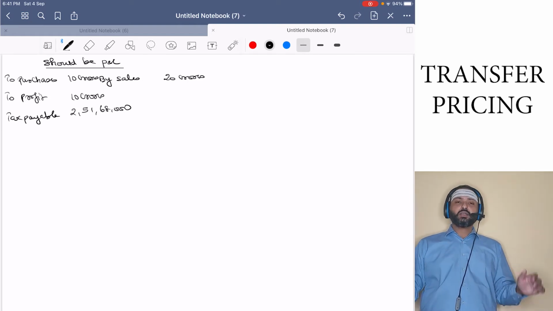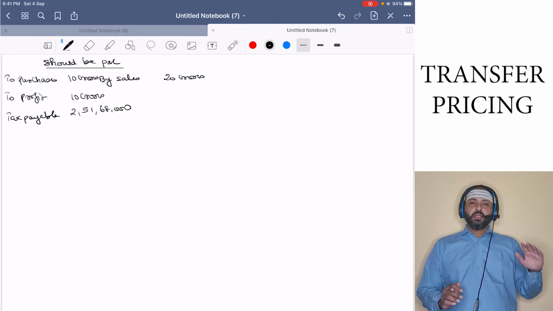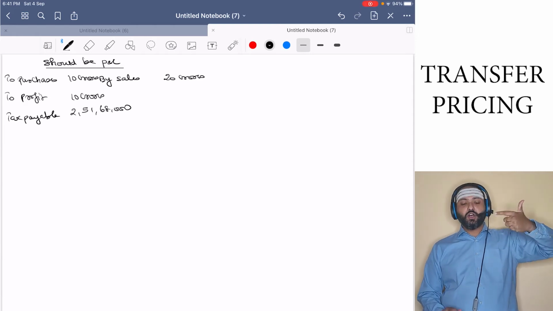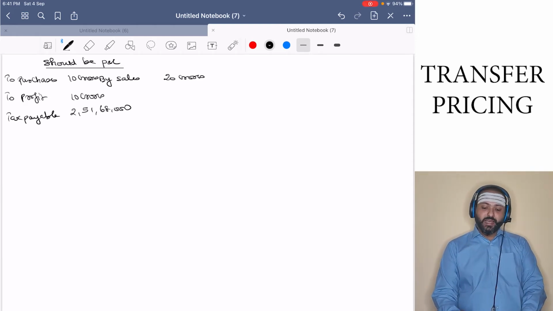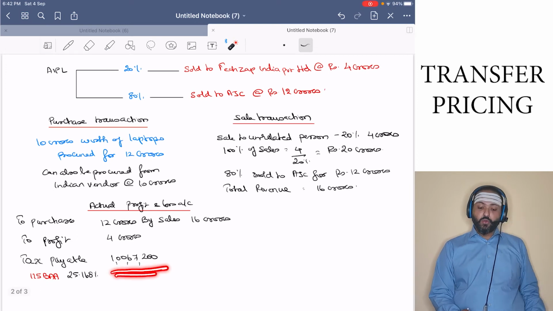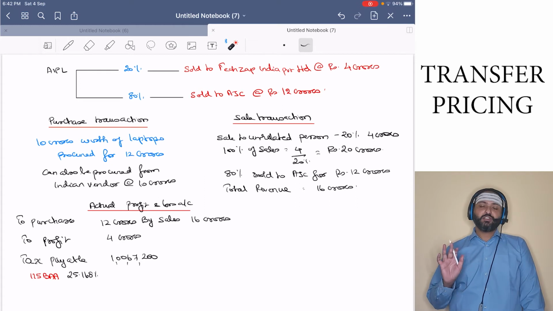This is what these MNCs kept doing. So what did they do? They influenced the purchase price and they enhanced the cost. Now look at what has happened. Just carefully observe. This should be the realistic picture. Tax payable should be 2.51 crores, whereas the entity has ended up paying only 1 crore, and everything seems to be green and correct from the face of it.